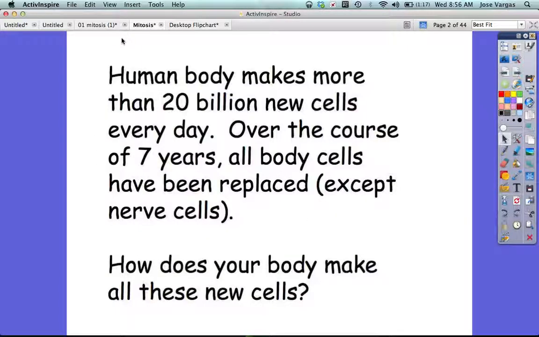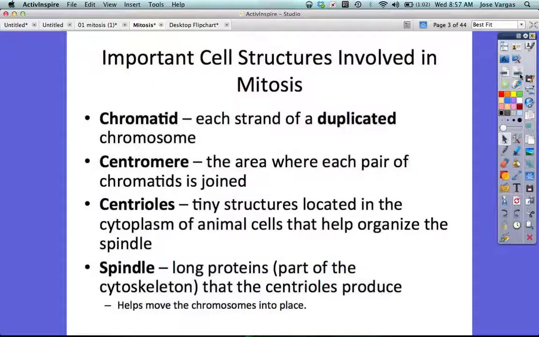Just a fun fact, the human body makes more than 20 billion new cells every day. Over the course of 7 years, all body cells have been replaced, except for nerve cells. So how does our body make all of these new cells? This is a study of mitosis, but this is the new vocabulary that we're going to be learning.